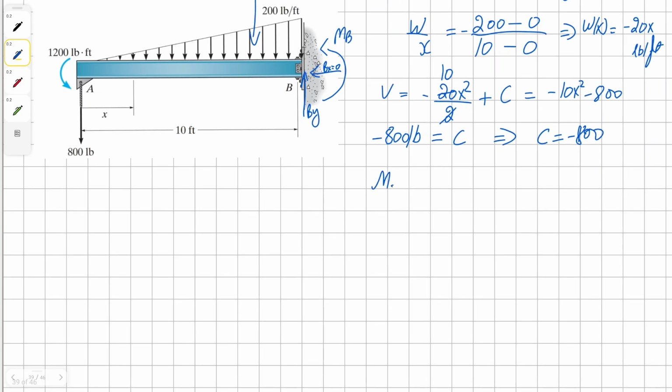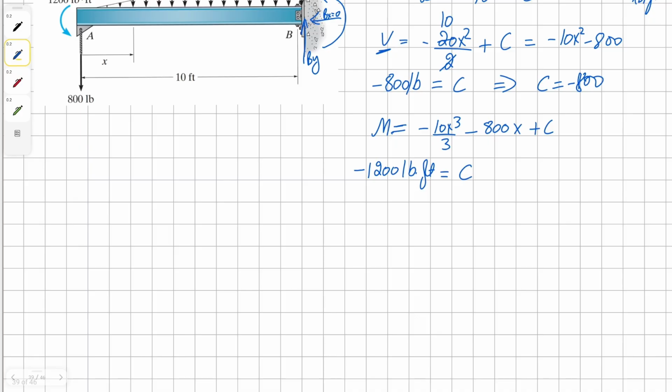Similarly, we can have another integral to find our moment equation, but this time the integral will be for our shear equation. So this is going to be negative 10x cubed divided by 3, take away 800x plus our constant. And to find the constant for this, we know our moment is going to be counterclockwise 1,200 pounds foot, and our x in this case is 0. Therefore, c is equal to negative 1,200. We're going to plug that into our moment equation. We're going to have negative 10 divided by 3 x cubed, take away 800x, take away 1,200.